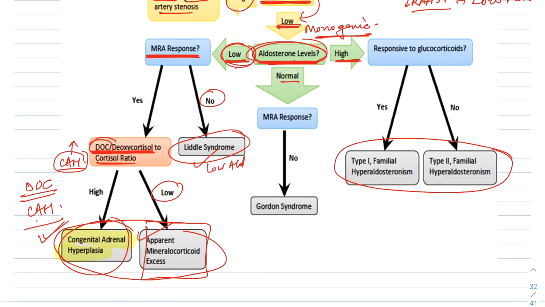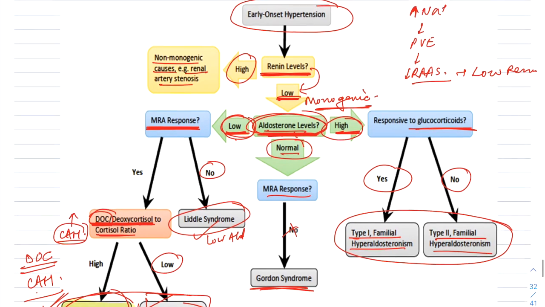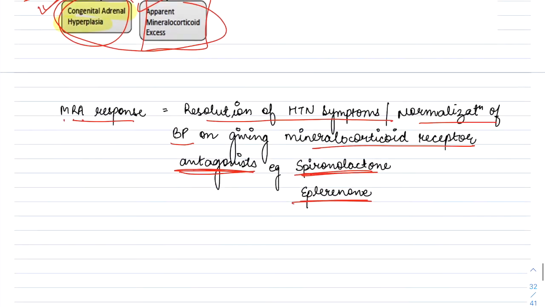Now, if the aldosterone levels are normal and the MRA response is absent, then we can say it is Gordon syndrome. But if the aldosterone levels are high, we can suspect the glucocorticoid remediable or resistant causes of hypertension. So we check the response to glucocorticoids. If there is response, then we can say it is glucocorticoid remediable hypertension, that is hyperaldosteronism, that is type 1 familial hyperaldosteronism, and the glucocorticoid resistance is the type 2 familial hyperaldosteronism. So this was the algorithm we follow for the monogenic hypertension.